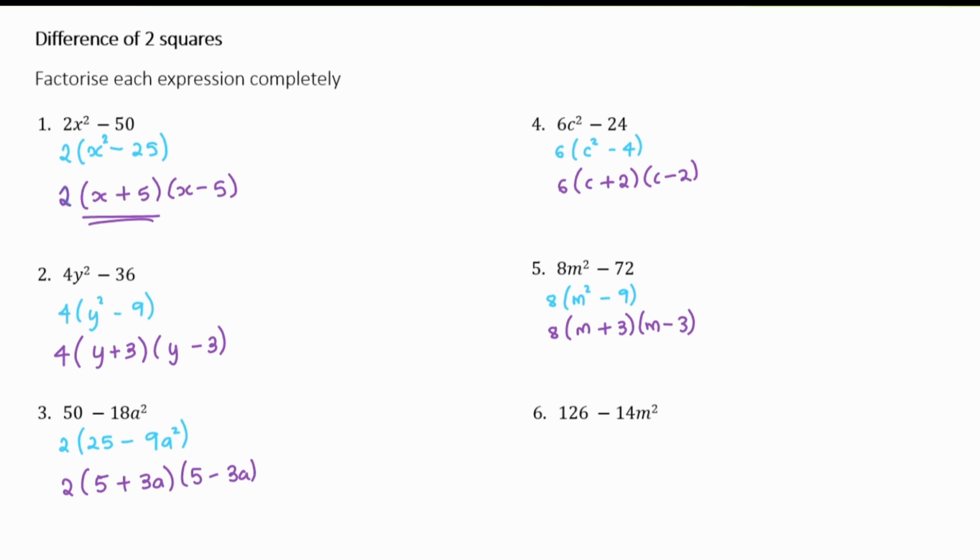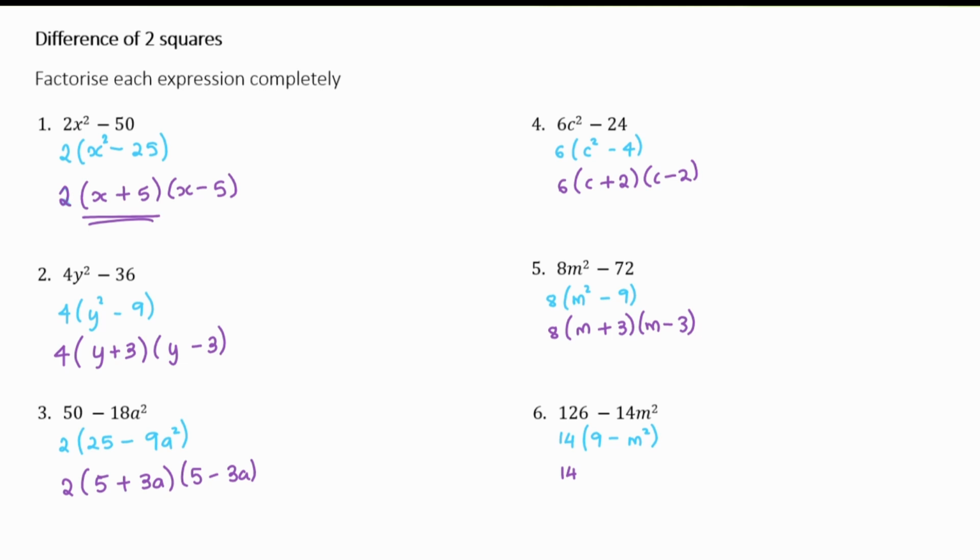The highest common factor of 126 and 14 is 14, so we will put 14 outside the bracket. In order to make 14 into 126, we would have to multiply that by 9. And in order to make 14 into minus 14m squared, we would just have to multiply it by minus m squared. So we will keep the 14 outside the bracket.